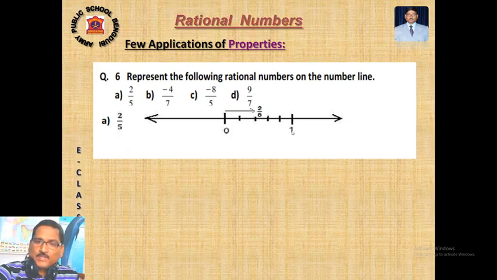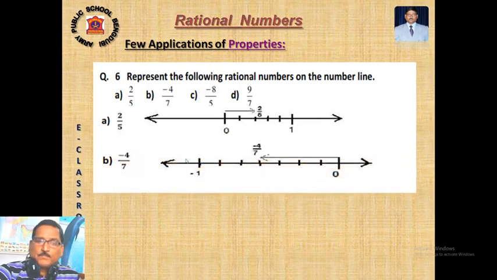So don't write the whole number first. First you take small divisions of 5 equal parts and then write down 1. Out of these 5 divisions, how many divisions do I have to take? 2. So from 0, this position is the position of 2 by 5. Clear?